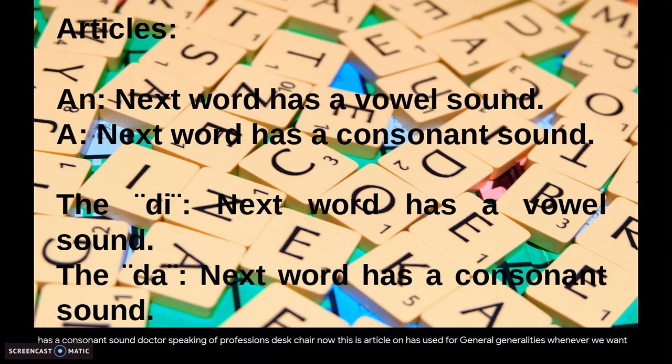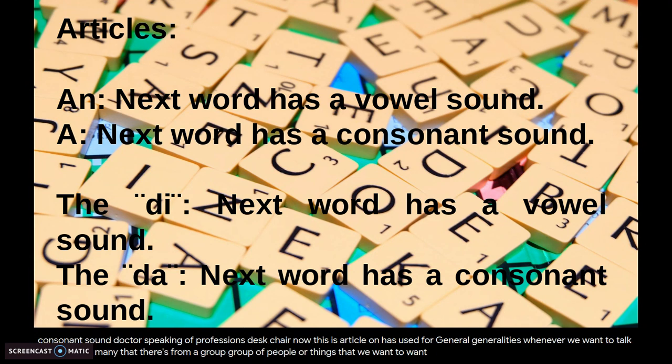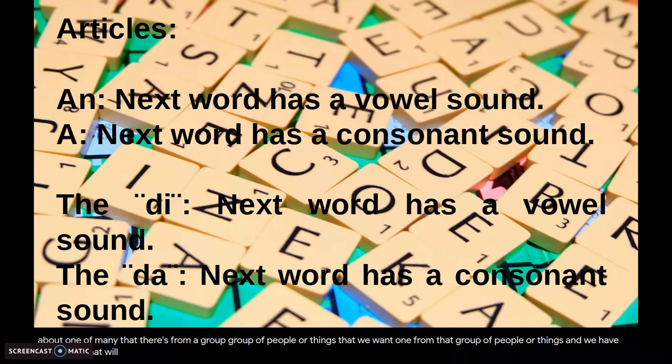Whenever we want to talk about one of many, from a group of people or things, when we want one from that group, then we have the article "the". It follows the same pronunciation rule as "an". We use the pronunciation "thee" when the next word has a vowel sound: the engineer, the apple, the elegant woman.